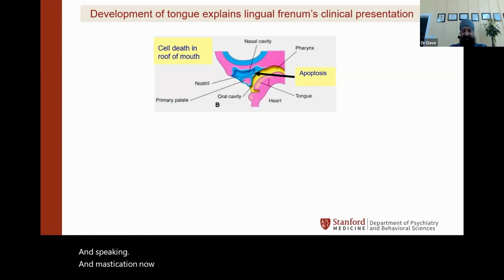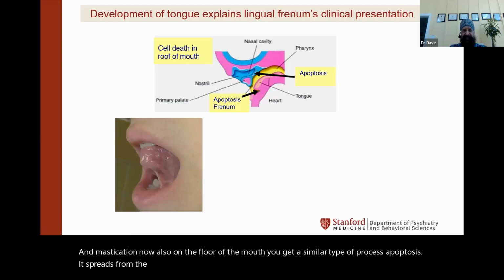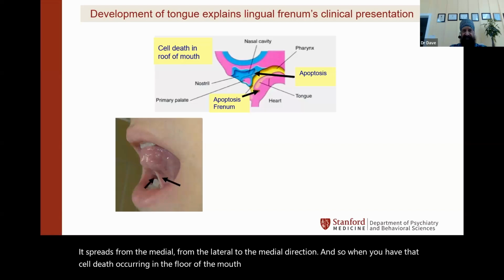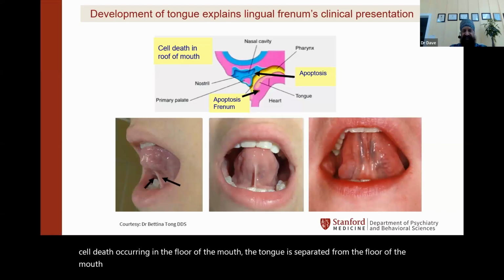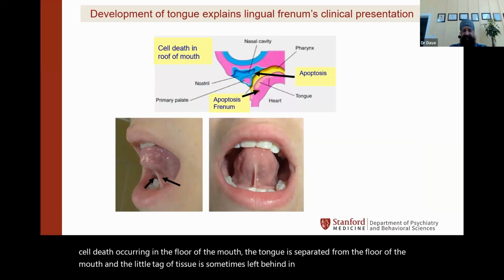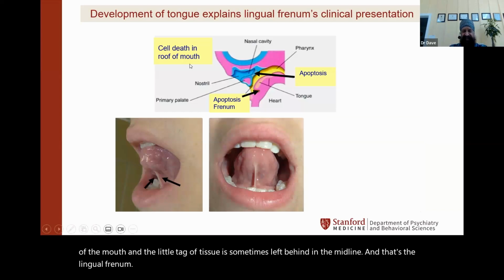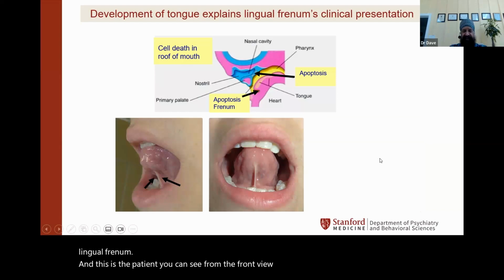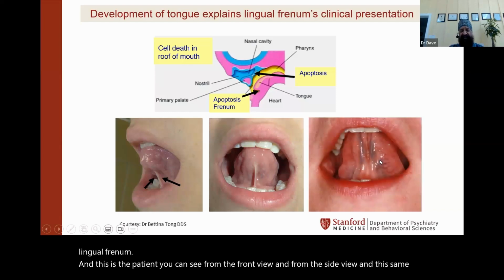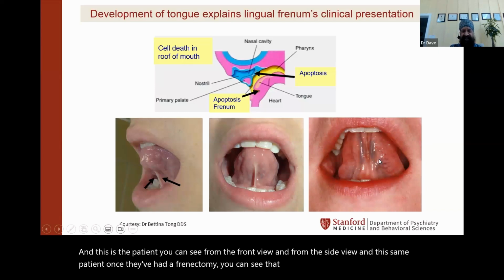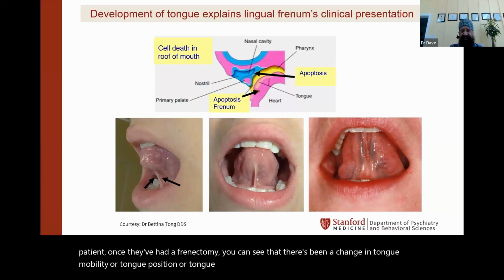Now, also on the floor of the mouth, you get a similar process, apoptosis. It spreads from the lateral to the medial direction. When you have that cell death occurring in the floor of the mouth, the tongue is separated from the floor of the mouth, and a little tag of tissue is sometimes left behind in the midline, and that's the lingual frenum. This is the patient you can see from the front view and from the side view. In this same patient, once they've had a frenectomy, you can see that there's been a change in tongue mobility or tongue position or tongue shape. That's kind of interesting.